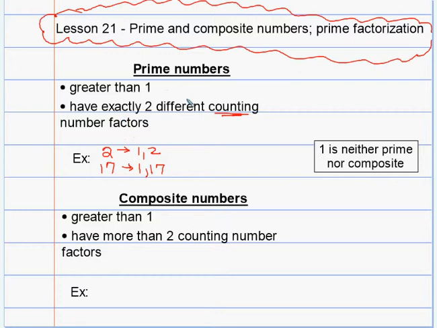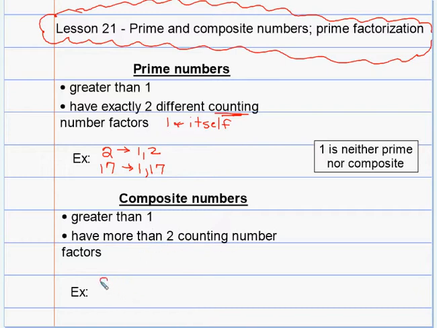So basically, the factors that prime numbers have are 1 and itself. Okay, so 1 and the number. Those are the only factors that prime numbers have. Composite numbers are greater than 1, and they have more than two counting number factors.